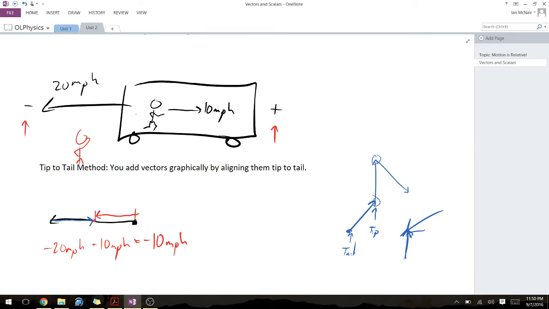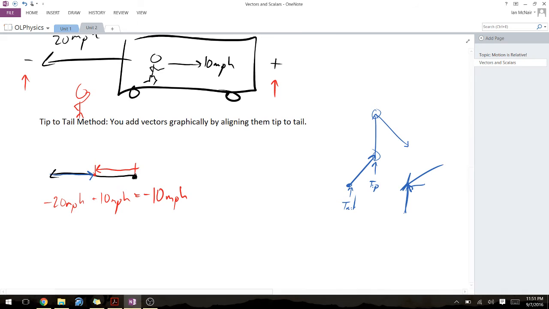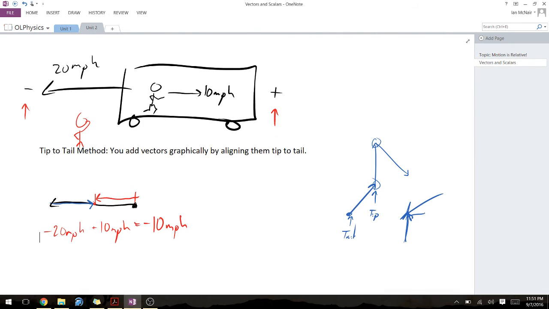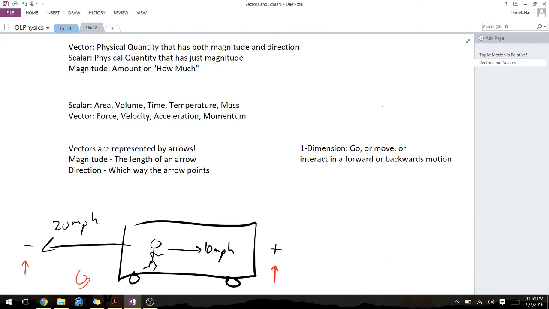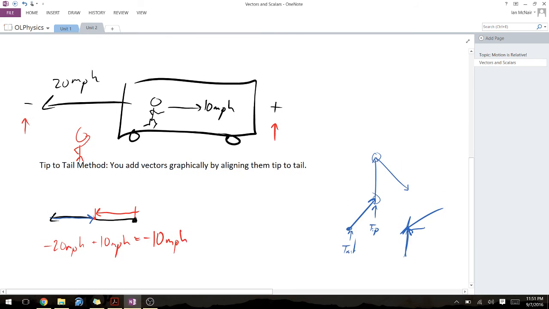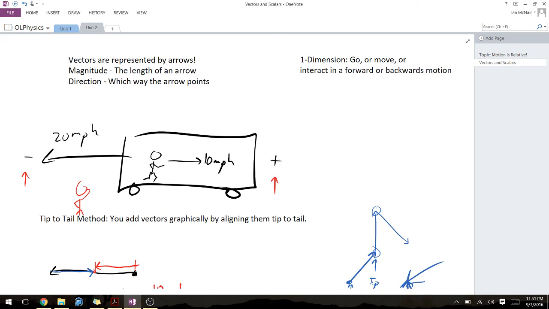So just to reiterate, directions, your frame of reference, you can choose them always, but you always want to choose one that makes life just easier. So we have this tip-to-tail method. We have adding vectors graphically, and we'll talk way more about this later. This is just a really, really quick introduction to give you some idea about what these are. In the next topic, we'll be talking about distance and displacement, and so that'll give you a better idea of what these are and how these really interact.